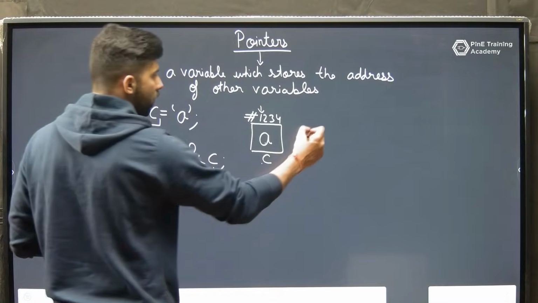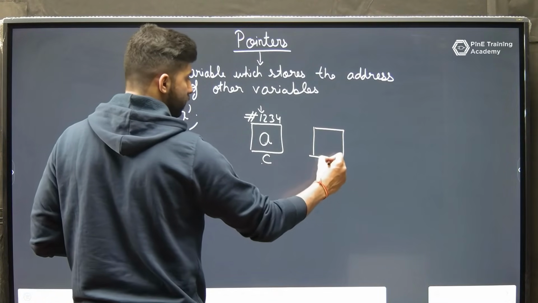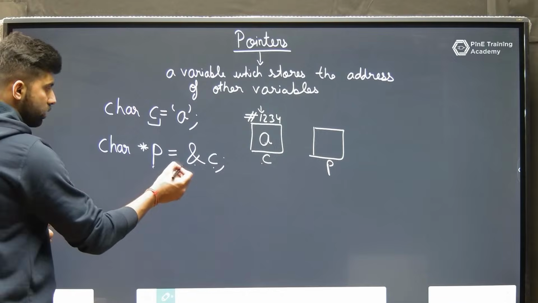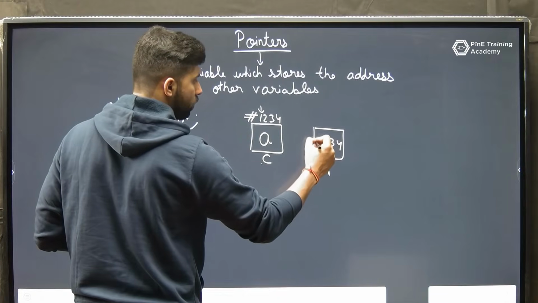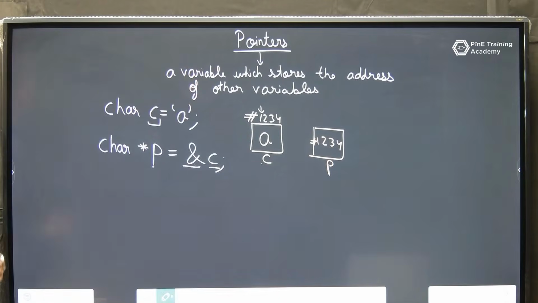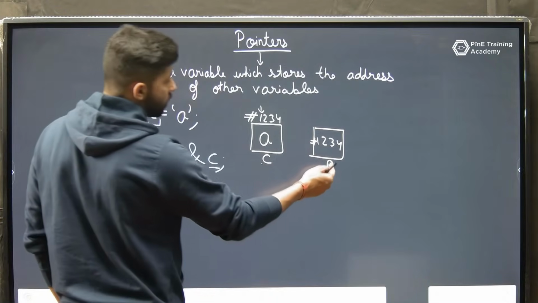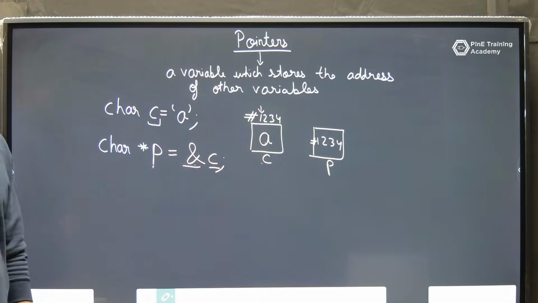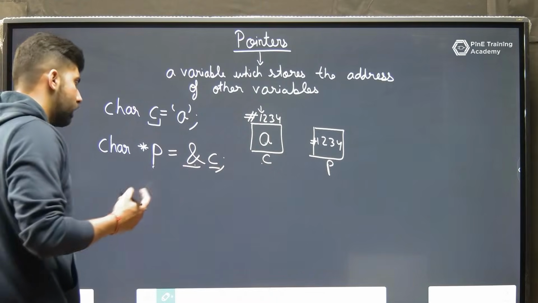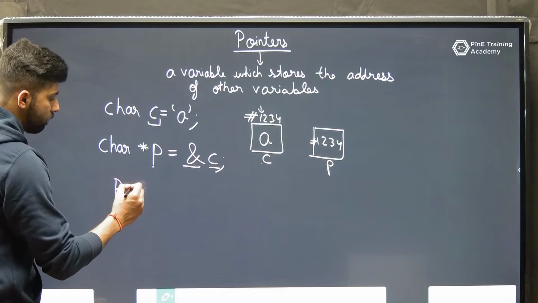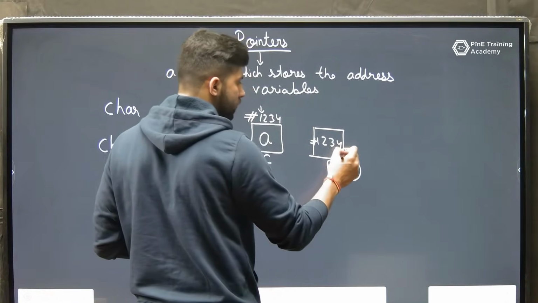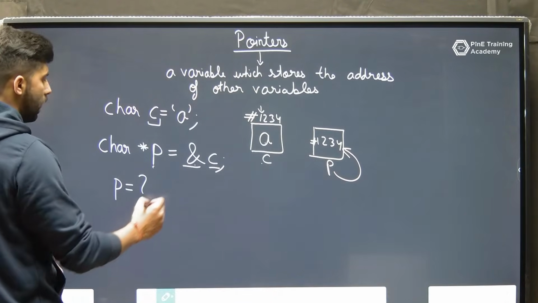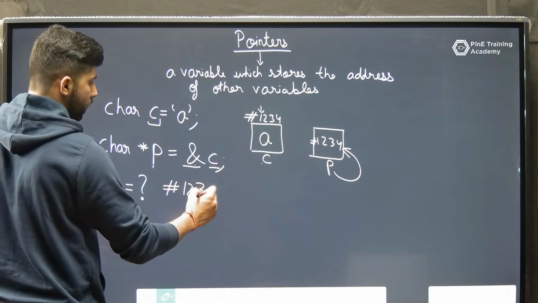So what will happen? A pointer variable will get created which is storing the address of C. Address of C is 1, 2, 3, 4, so 1, 2, 3, 4 will get stored. So this is a pointer variable which is storing the address of another variable. Now if I print P, I will get the value which is inside P. I will get 1, 2, 3, 4.